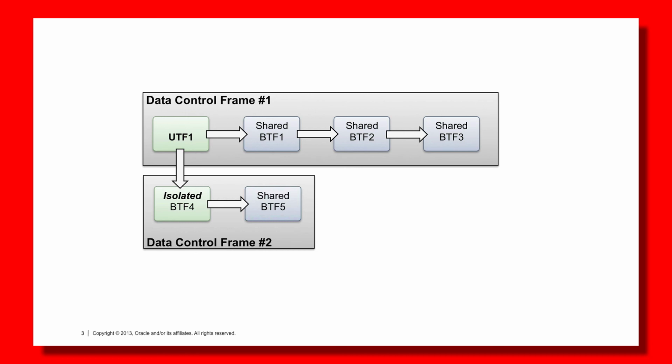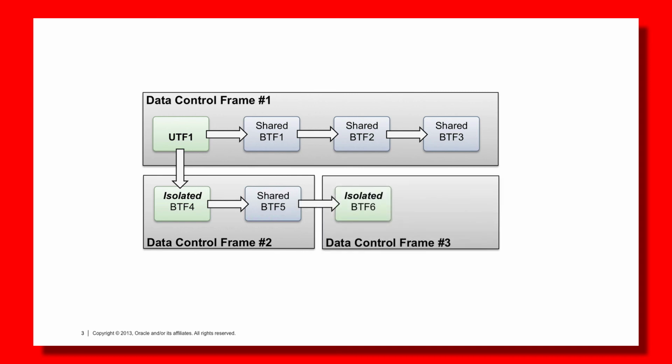Just to complete the example, say shared bounded task flow number 5 then calls an isolated data control scope bounded task flow number 6, well again, a brand new data control frame here is created. If that then calls a shared data control scope bounded task flow number 7, well that would join data control frame number 3. So hopefully this little diagram gives you an example of, or explains, when data control frames are created or when they're basically reused by bounded task flows.